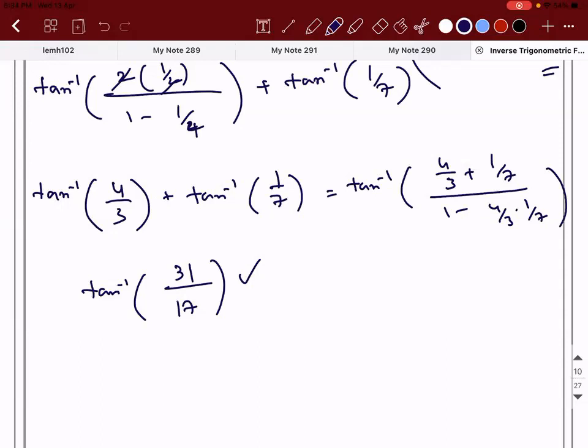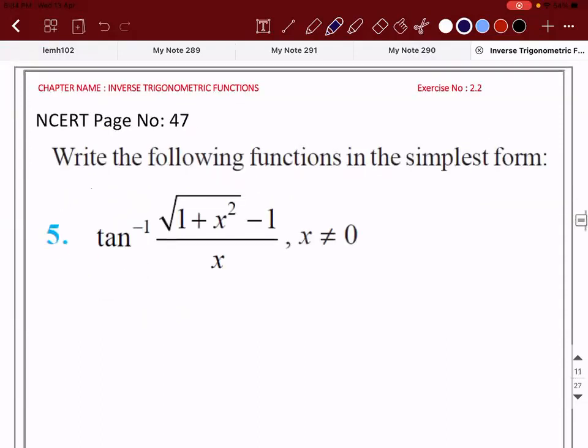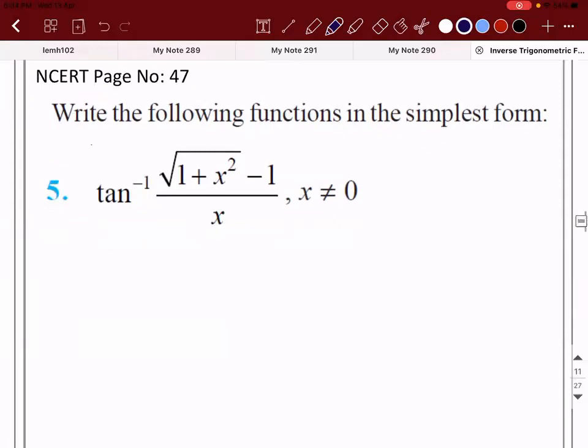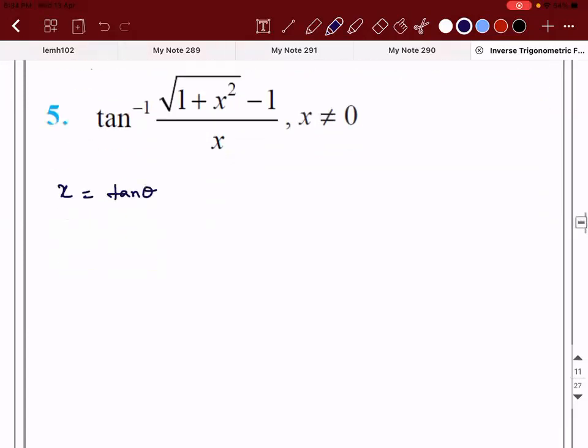So moving on to the next one. Tan inverse of root of 1 plus x square minus 1 by x. That is 1 plus x square, means put x is equal to tan theta. Okay. So tan inverse of root of 1 plus x square, that is 1 plus tan square theta. How much is it? Secant square theta under a root. Secant theta minus 1 divided by tan theta.